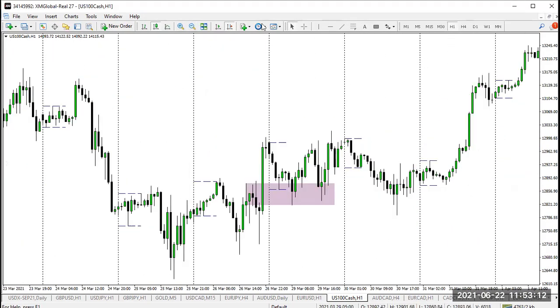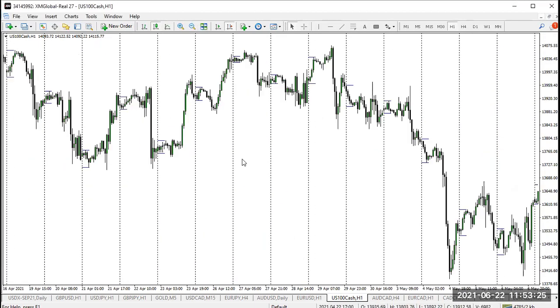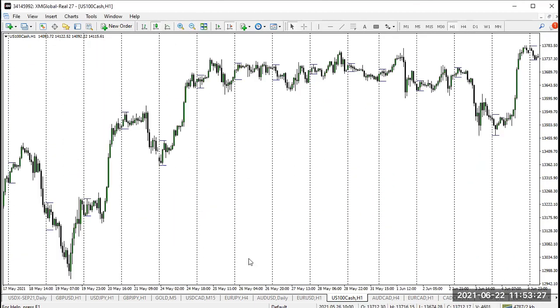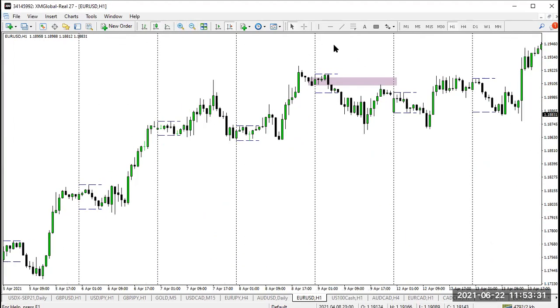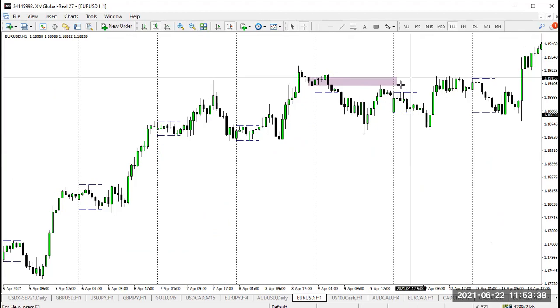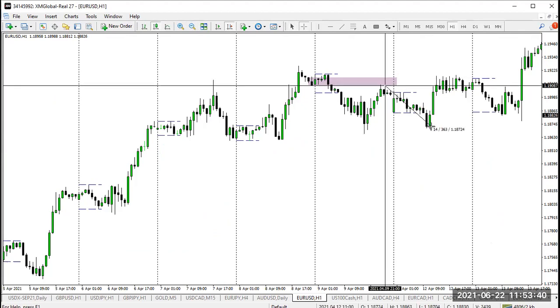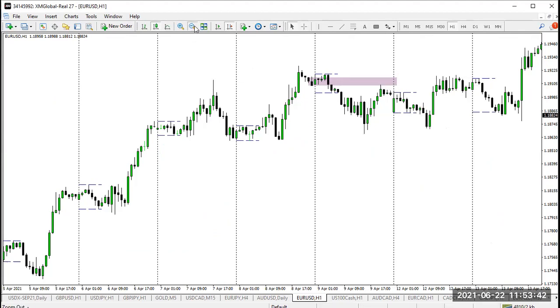Another example. Here, low, high, fail to make a low, BMS, and then this is the reaction on the mitigation block. And I think for this example, that's all. Then another one was EU. Okay, same thing here. Look at it. High, low, fail, break, return to mitigation block. This would have given you about what? 36 pips.